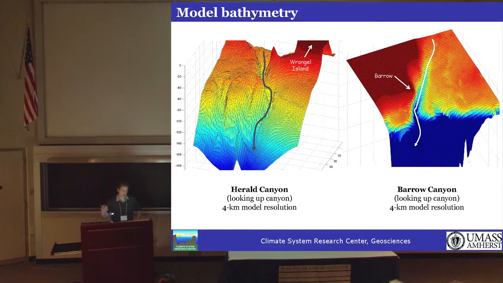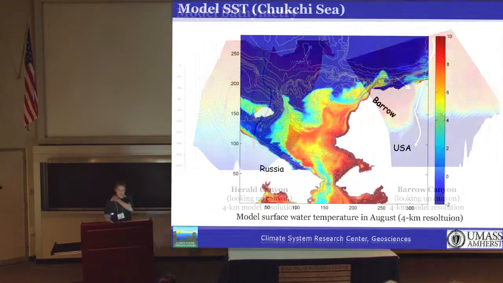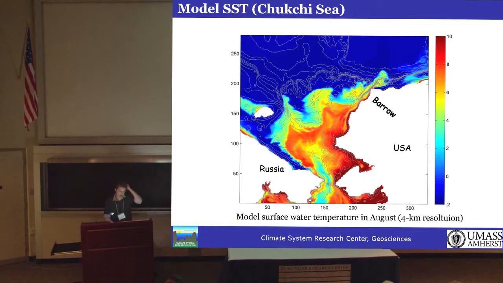As you go to coarser resolution in models, the seafloor, for example, becomes smoother, and you lose these topographic features, and as a result of that, you won't accurately simulate ocean circulation in those regions. So if you look at Barrow Canyon and Harrow Canyon at 4 kilometer resolution, it's looking quite good, and sea surface temperatures too in this region. This is for August, at 4 kilometer resolution. We're seeing something that looks pretty realistic.